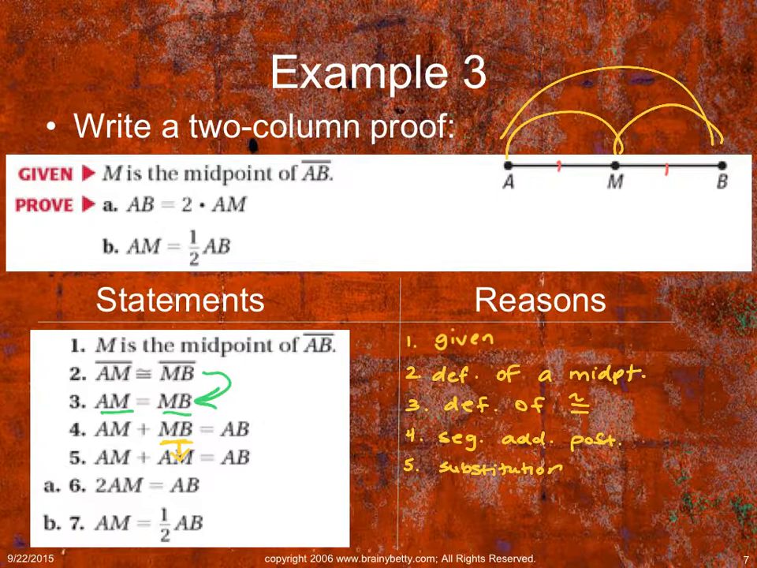Okay, so now 6 says 2 times AM equals AB. So it's so close. If I add these two together, I get this statement, right? What's it called when we add on the same side? Simplify or combine like terms. I'll take either one.